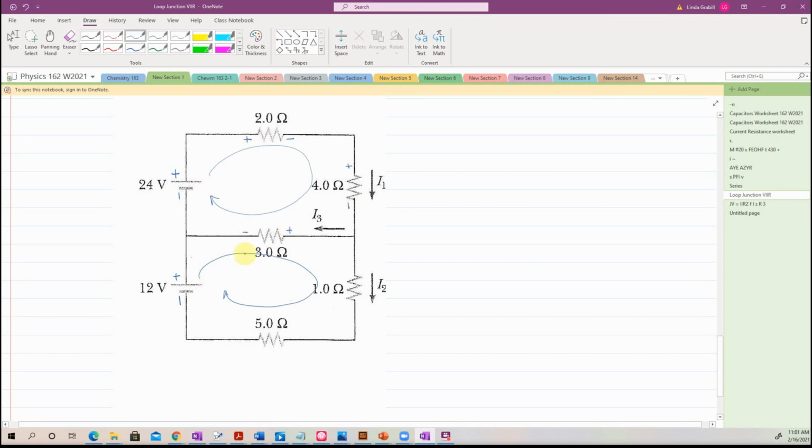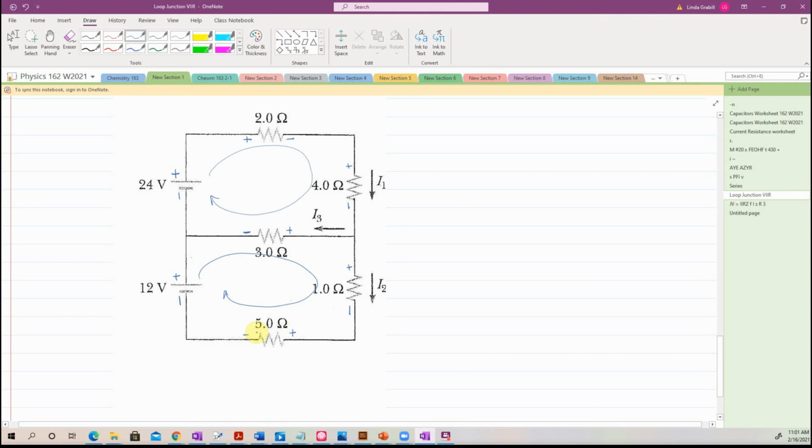Let's see, so see why it's important for me to label them right away, because again, I'm going to have current going across the resistor in the opposite direction. Over here, though, I didn't have any current going that way, so I can go plus, minus, so those stay consistent.